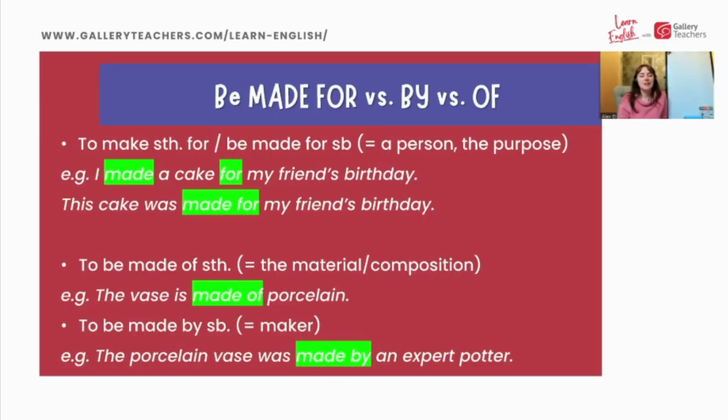Next. So now we have make or made. Be made for versus by.